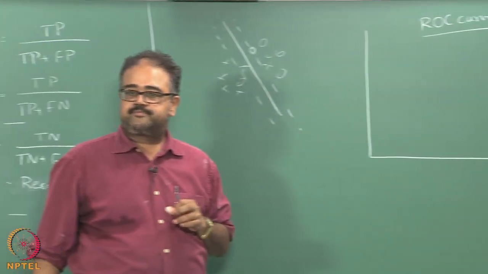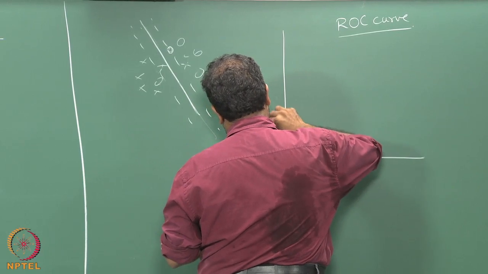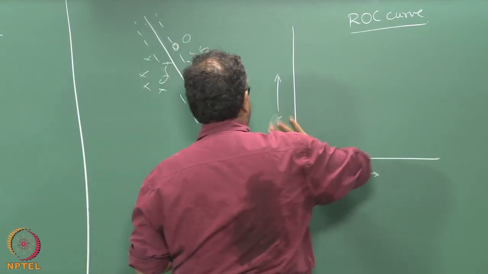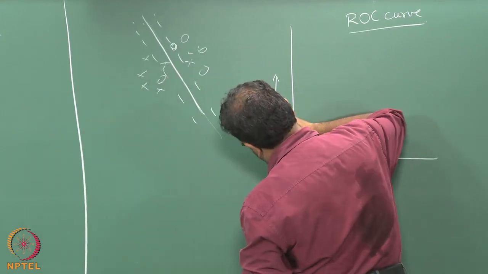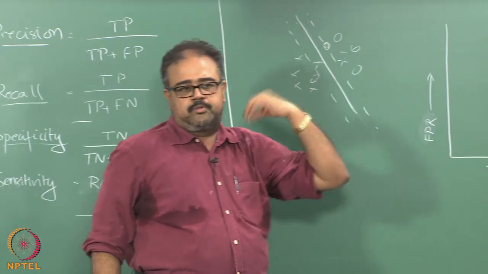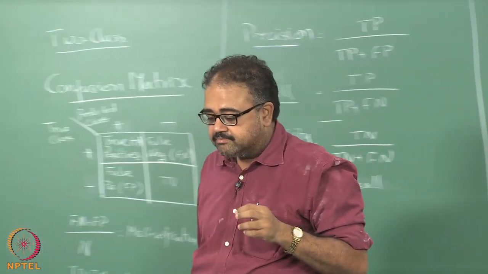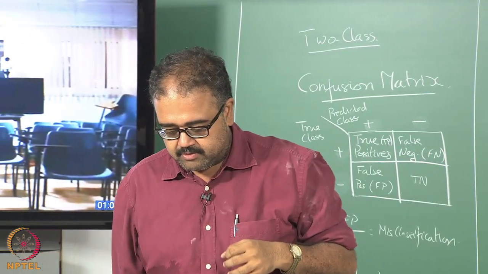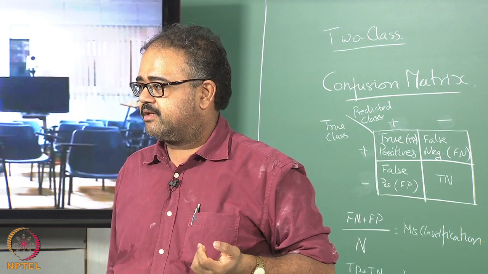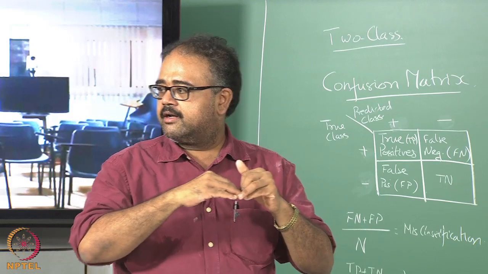One way of summarizing all of this is something called the ROC curve. So the x axis is the true positive rate and the y axis is the false positive rate. What I mean by this is, at any point I look at how many true positives I could possibly get, that is my denominator, and how many of them I have actually obtained, that is my numerator.